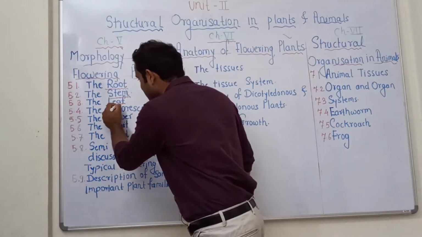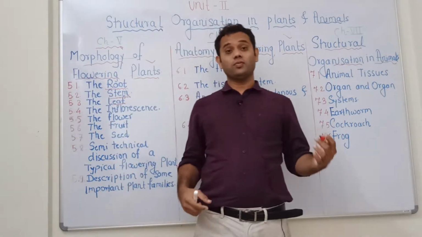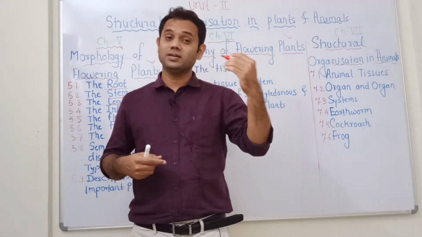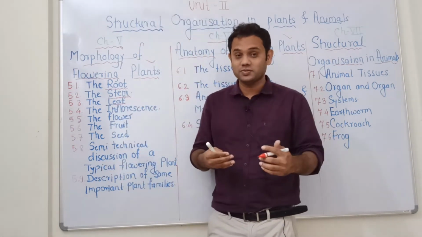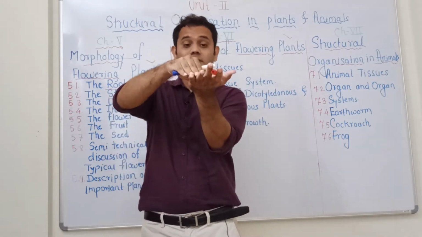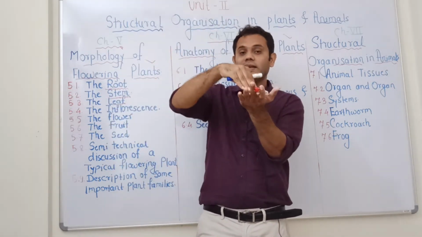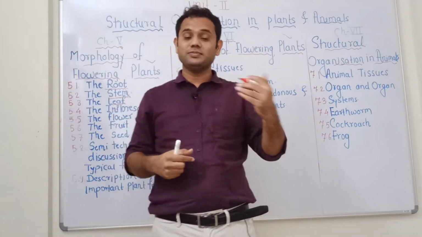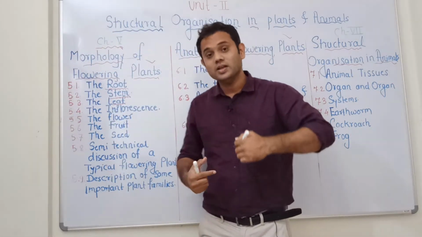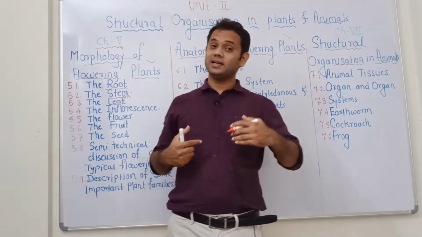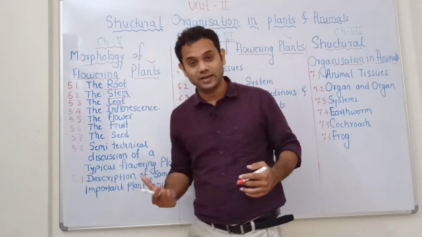Then what is leaf? What is leaf venation? What are the different types, like reticulate venation and parallel venation? Venation means the arrangement of veins on the leaves. On the leaves there are different veins which are arranged in a particular manner. That arrangement is called venation. There are primarily two different types of venation, parallel venation and reticulate venation.